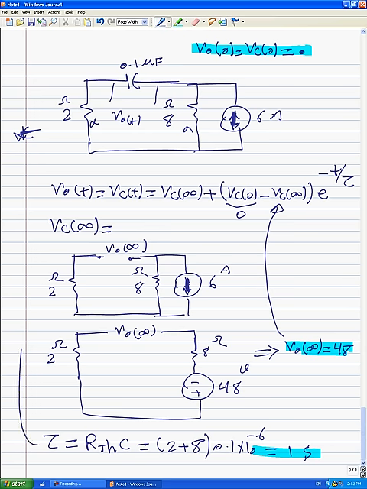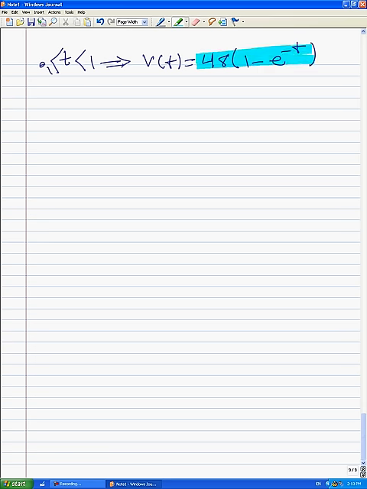After combining this and applying tau to this equation, and also output voltage in infinity to this equation, we have the final answer for part 2. The final answer for part 2 should be like this. Output voltage is equal to 48 times this part. This is the final answer for this area.